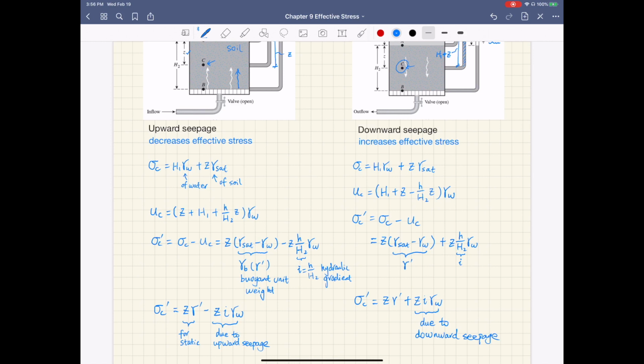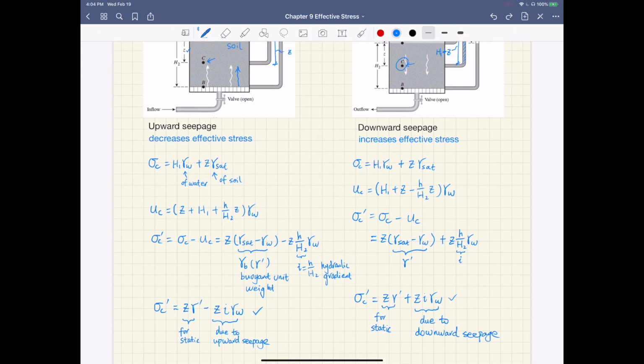So the first part here, that's again for the static case. We don't have any seepage. So from this expression, you can tell the effective stress sigma C prime is its value for the static case plus an additional term due to seepage. So that's why you have a higher effective stress due to downward seepage.